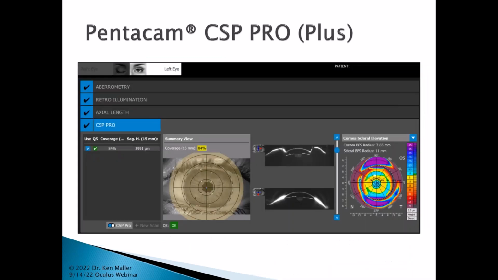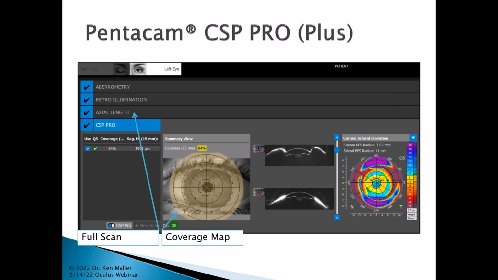Now this here is the CSP Pro capture scanning screen, and I put in parentheses plus because in addition to the CSP Pro software, you can see that there are other functions checked off here: aberrometry, retroillumination, axial length measurement. Right now we happen to be looking at the CSP Pro display, which is in the lower portion of the screen. The upper ones can be selected, and you can pick and choose which of these you'd like to gather on any particular patient. That's the full scan, so all 4 are checked.